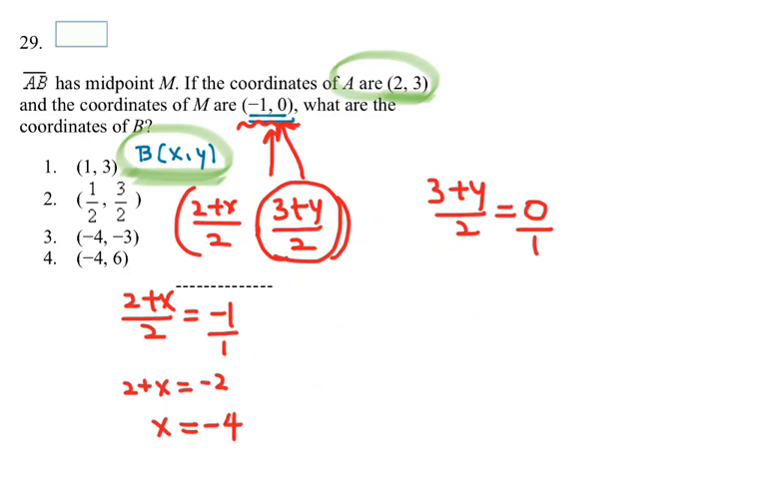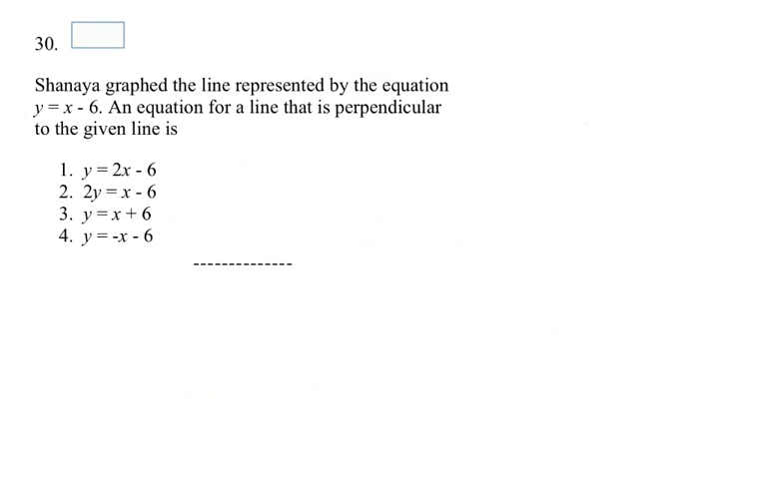Putting it over 1, cross multiply, we get 3 + y = 0. Then y must be equal to negative 3. So we are looking for (-4, -3), which is choice 3, our answer. That must be the point value of B. Alright, let us look at the next question.